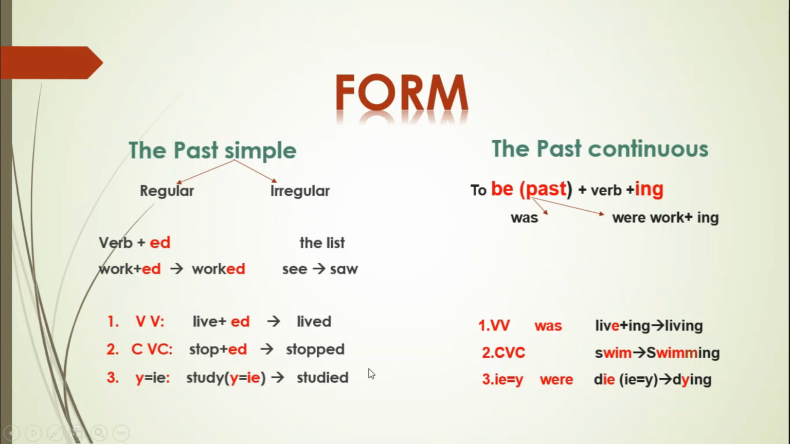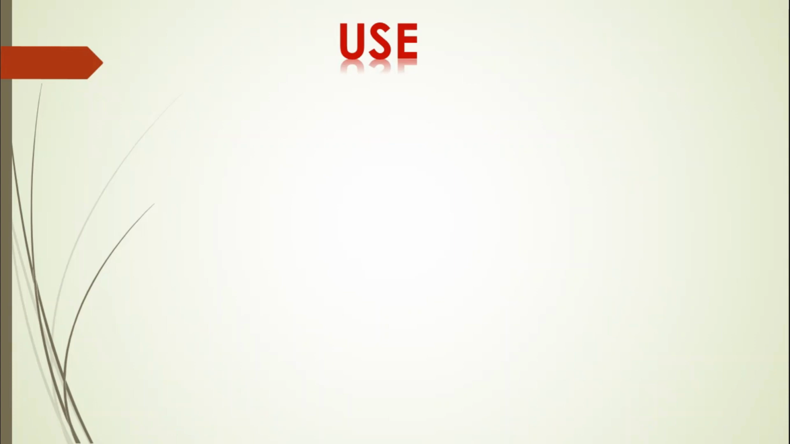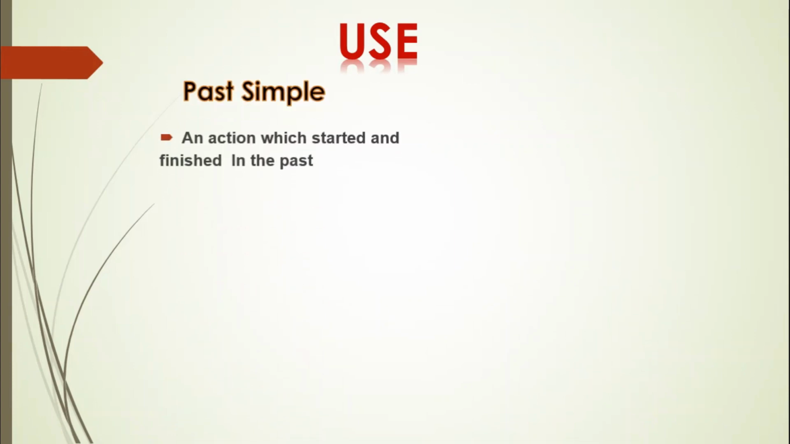Now when do we use past simple and past continuous. Now we use past simple when we have an action we started and finished in the past. For example, I lived in Casablanca. It means that I no longer live in Casablanca.